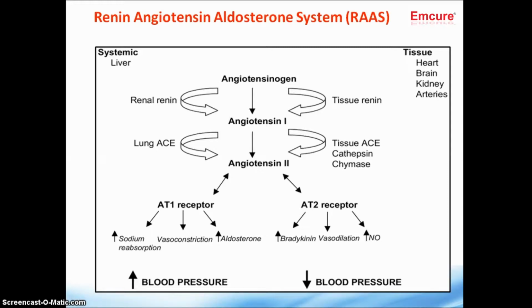Now, supposedly, if a person is having high blood pressure, we need to reduce the blood pressure. So this angiotensin 2 stimulates the AT2 receptors, increases bradykinin synthesis, causes vasodilation, and increases the synthesis of nitric oxide. All this cumulatively will reduce the blood pressure. Henceforth, whenever there is an increase or a decrease, your renal renin plays an important role in regulation of the blood pressure.